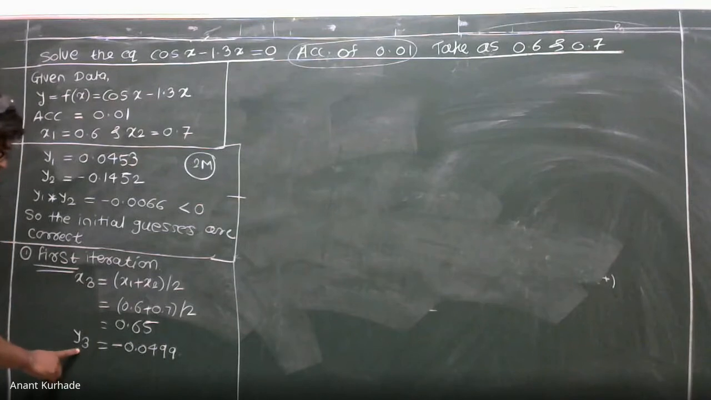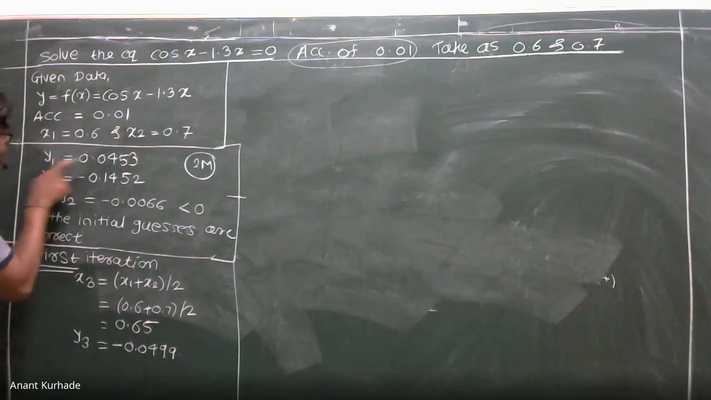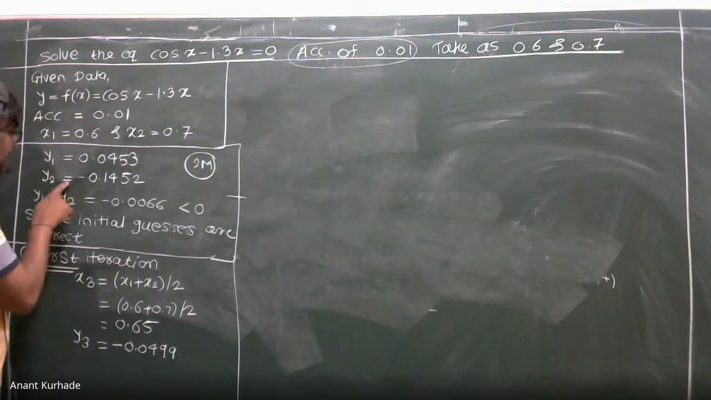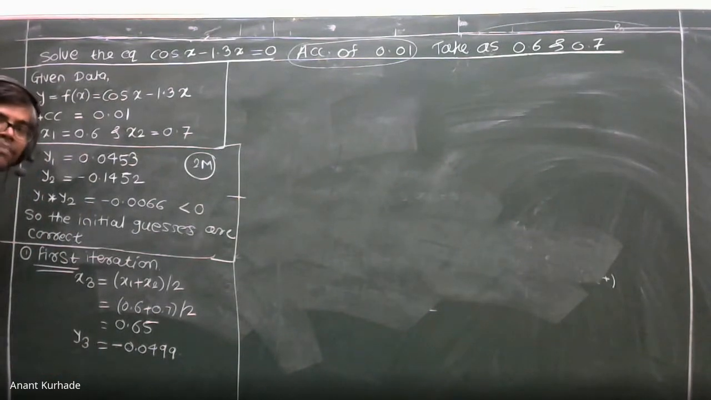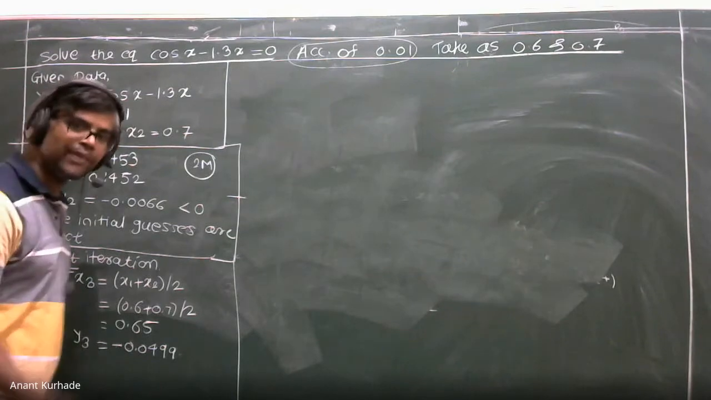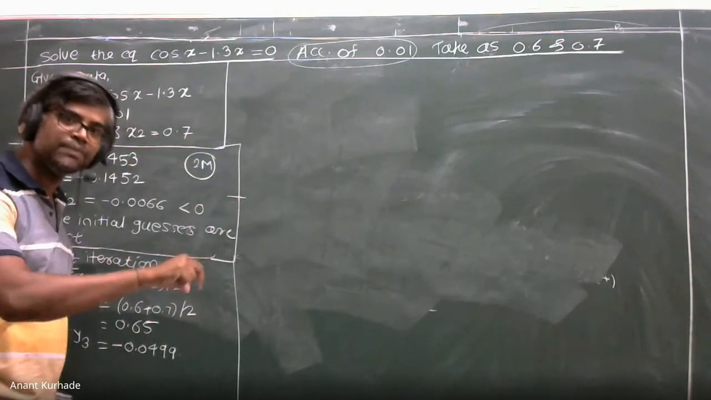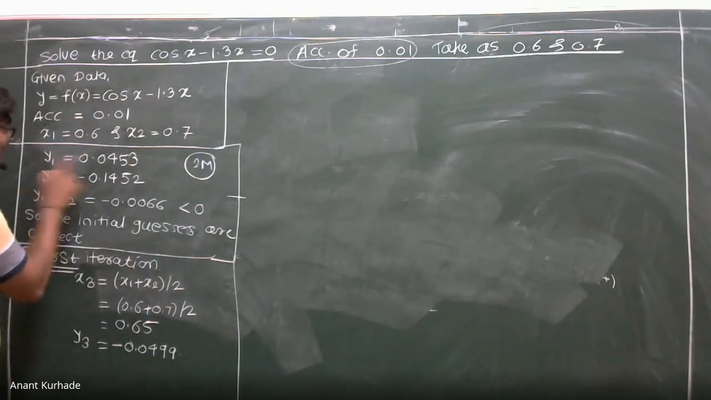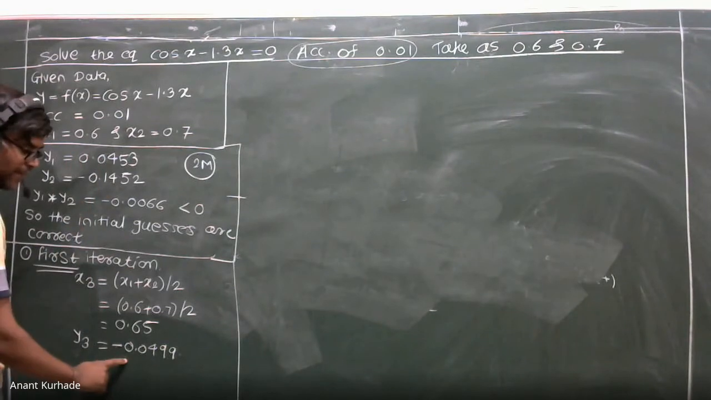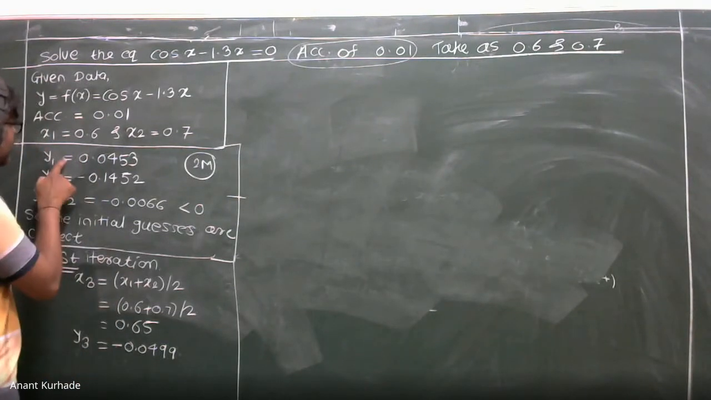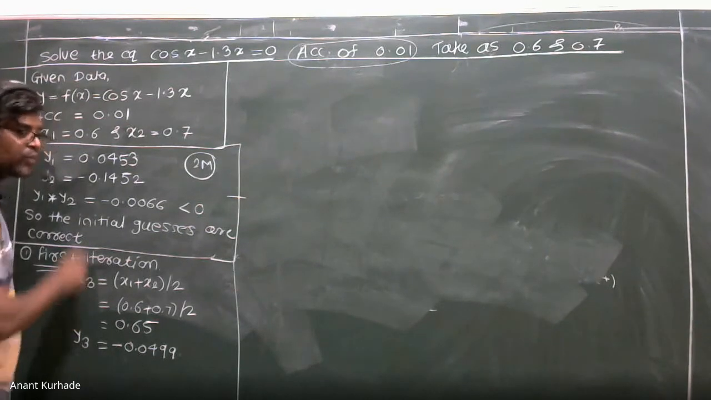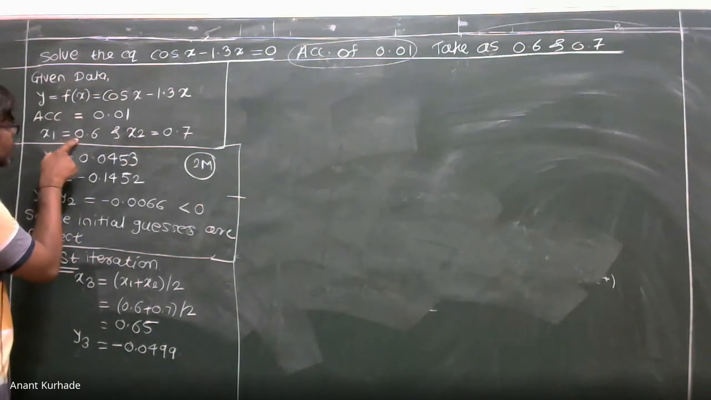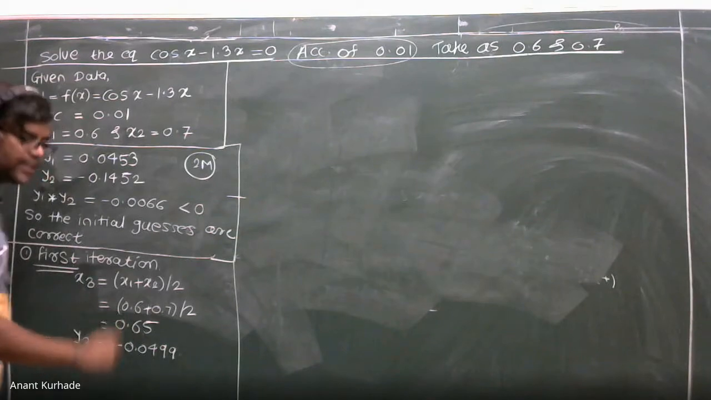Now see, the sign of y1 is plus, the sign of y2 is minus, and the sign of y3 is minus. So the root lies between the points for which one is plus and one is minus. In this case, y1 is plus and y3 is minus, so you can say the root lies between x1 and x3. So replace x3 by x2. So we can say the root lies between 0.6 and 0.65.